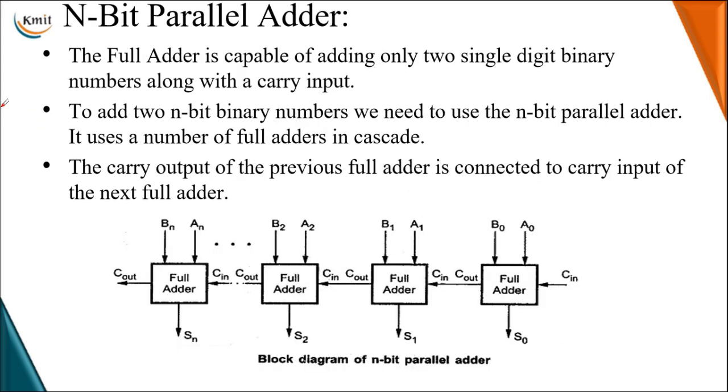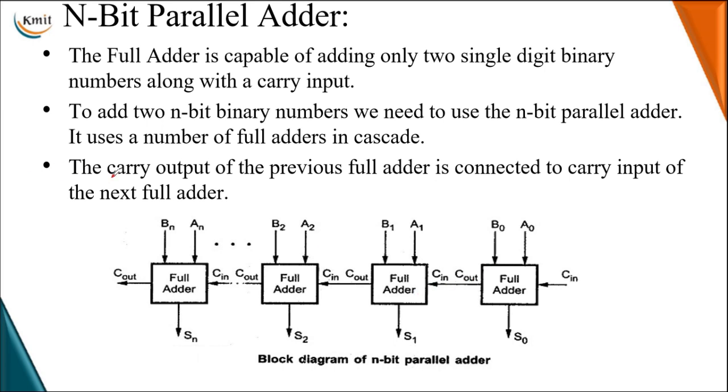Now, in order to add an array of bits, we are not going to prefer the full adder, since a full adder can add only 3 bits. In order to do parallel addition, we have to follow a parallel adder circuit. This parallel adder circuit is constructed using full adders by cascading. Cascading means outputs of previous stages are connected as inputs to the next stages.